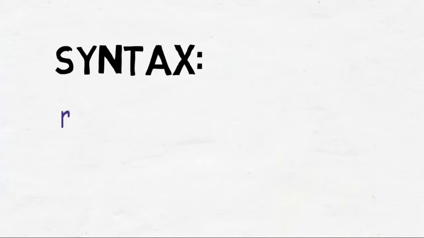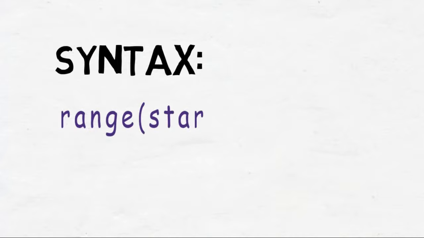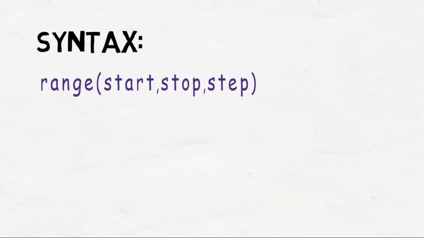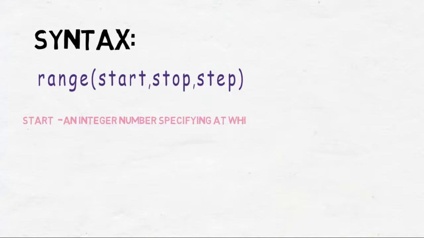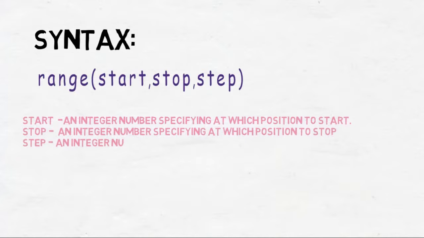Let's see the syntax. The syntax for the range function is like this, where range is a keyword. Inside the parentheses are three distinct terms. Start is an integer number specifying at which position or number to start a sequence. Stop is an integer number specifying at which position to stop a sequence. And step specifies the incrementation between the two numbers in the list. By default, the start value is 0 and the step value is 1.